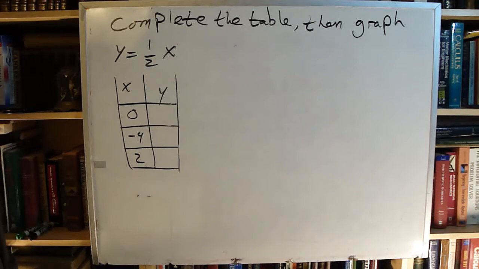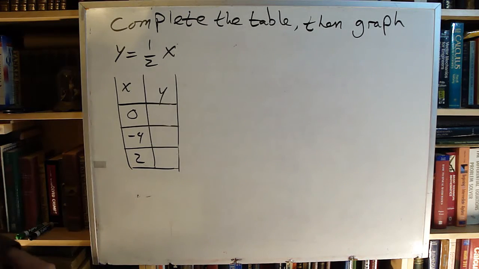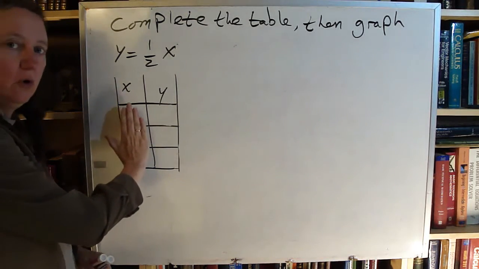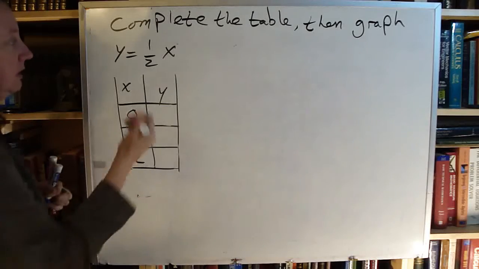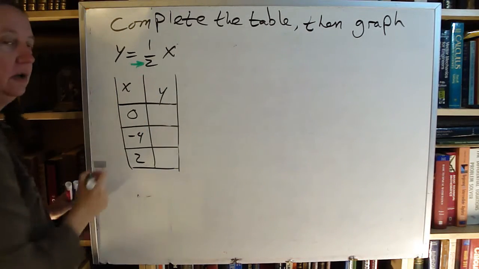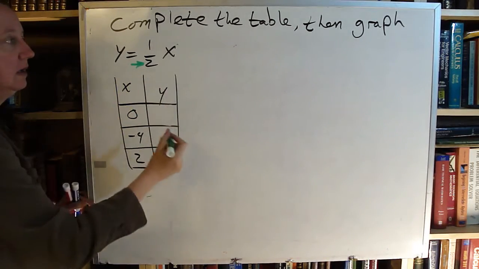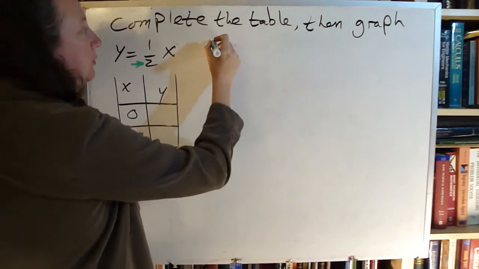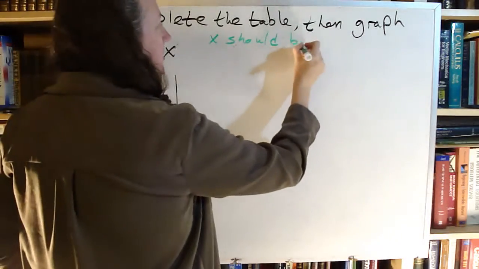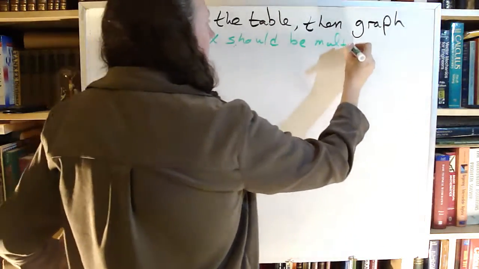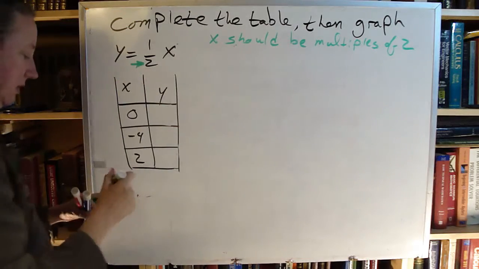Complete the table, then graph. Our equation is y equals 1/2 x. So if you had to choose your own numbers for this, a trick to help you figure out which numbers to choose is to look at the denominator of the fraction that's being multiplied by x. So because this is a 2 here, I want to choose x's that are multiples of 2, because of that denominator there.